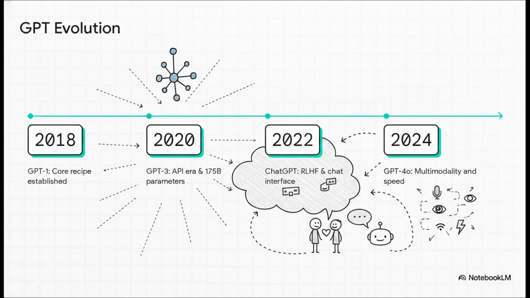It's honestly wild to look back at how fast this all moved. In 2018, GPT-1 proved the transformer concept worked. By 2020, GPT-3 scaled it up massively for developers. But it was that human alignment breakthrough with RLHF in 2022, slapped together with a super simple chat interface, that birthed the everyday ChatGPT assistant we all know today. And of course, that paved the way for the lightning-fast, multimodal GPT-4o models we're using right now.